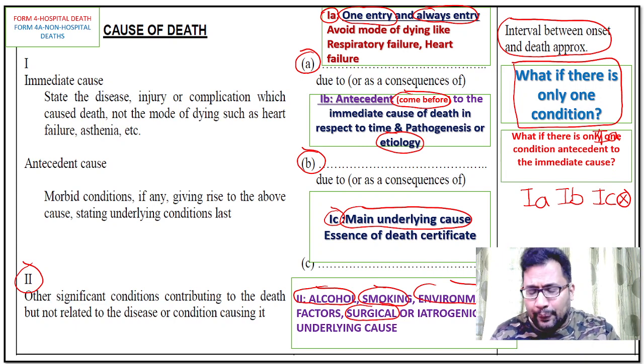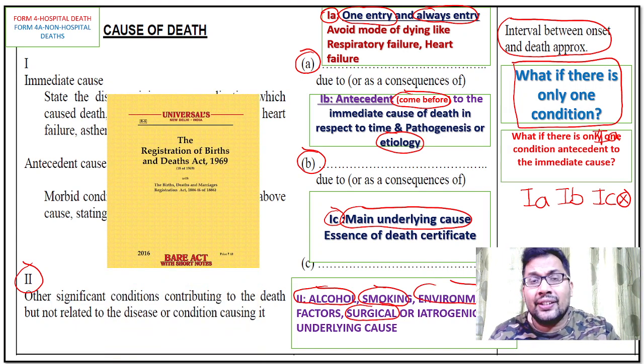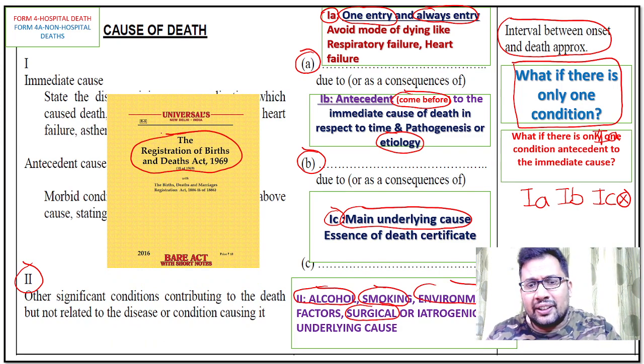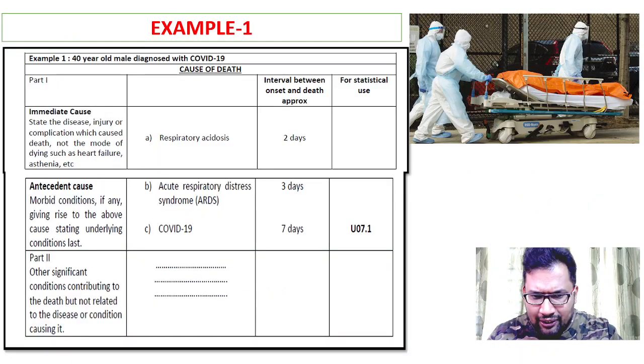Okay, then death certificate. The act related to the death certificate is the registration of births and deaths, that is the Births and Deaths Act 1969. According to this act, no fee should be taken by the medical practitioner while issuing a death certificate. Okay, so let's see now some examples. We are going to discuss 10 examples in 5 minutes. So one simple example we'll discuss.